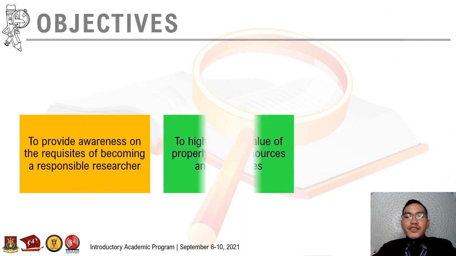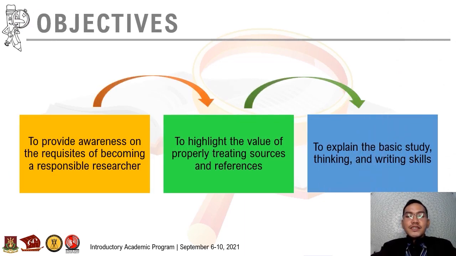This lecture has the following objectives. First is to provide awareness on the requisites of becoming a responsible researcher. Second is to highlight the value of properly treating sources and references. And finally, to explain the basic study, thinking, and writing skills.